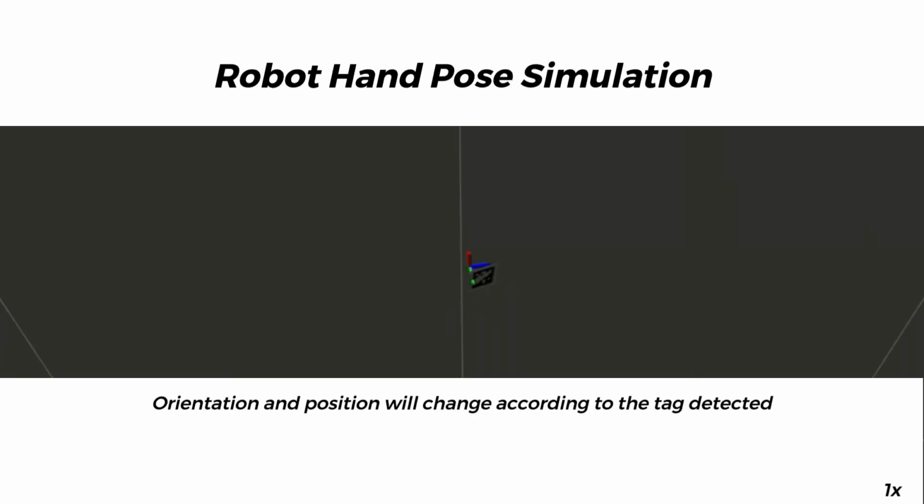During the second stage, robot hand pose simulation, the orientation and position will change according to the tag that is detected with the camera. So according to which tag is detected, that will be the orientation and position that the hand will have. And we can see in this video the orientation and position that the algorithm gave to the robot hand according to the tag that is detected.